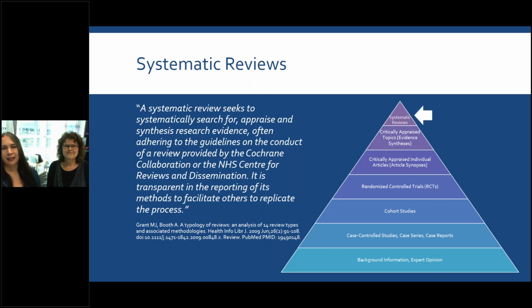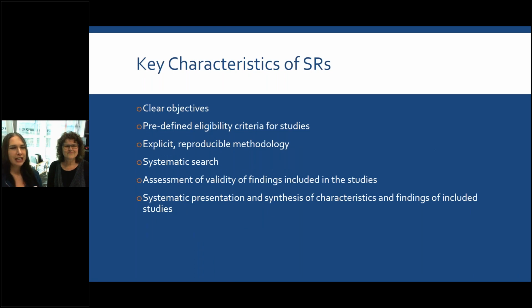So, oh, and I've got a little arrow pointing to systematic reviews at the top, which I always forget that I have these arrows. So key characteristics of systematic reviews: they have clear objectives, they have predefined eligibility criteria. So that means you have to decide what kind of studies are going to be included or excluded before you can conduct one. You have to have an explicit reproducible methodology for your systematic review.